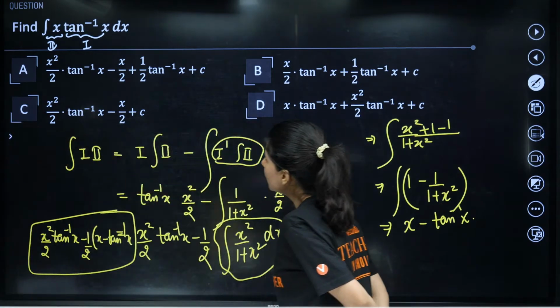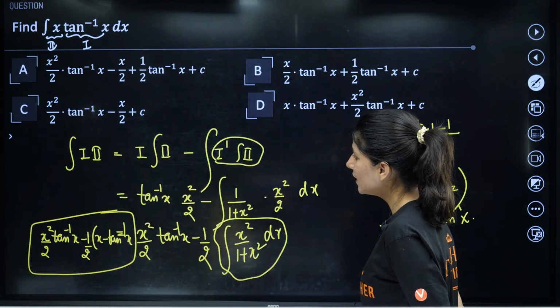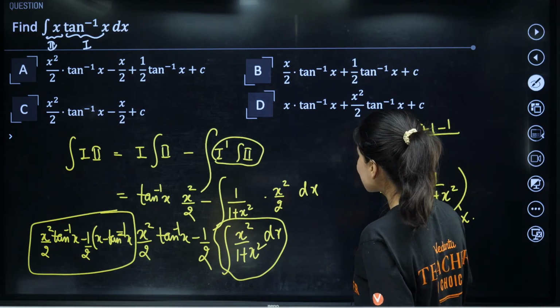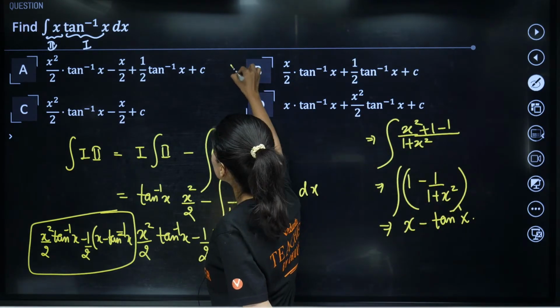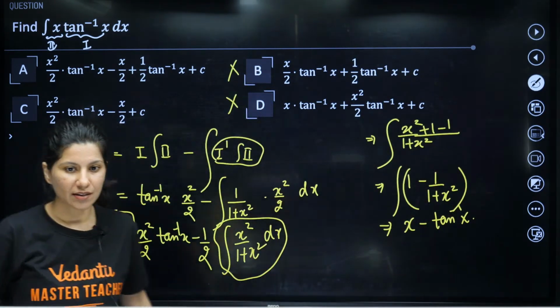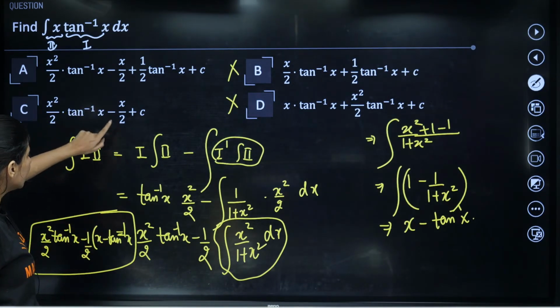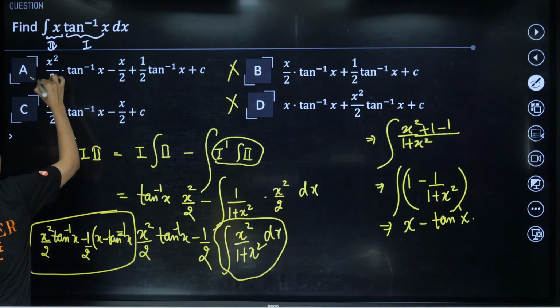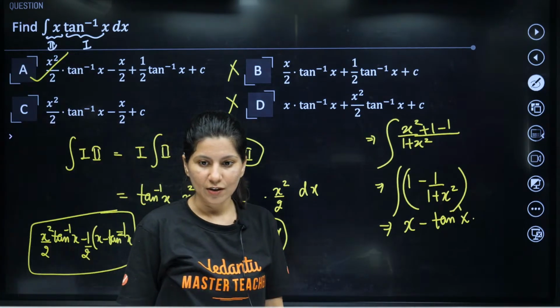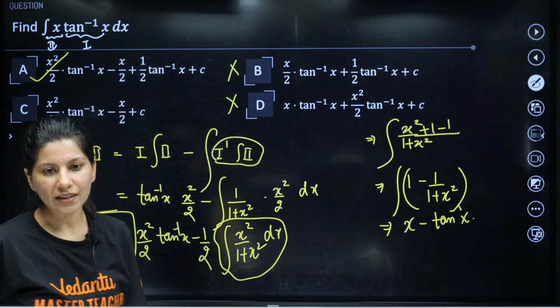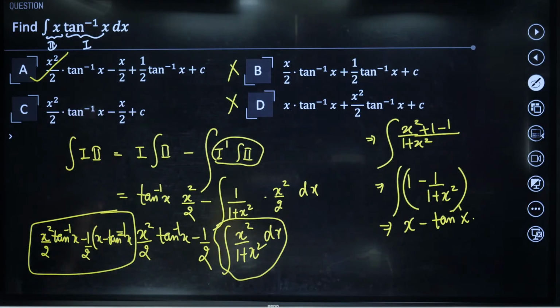So let's match it right away. x square by 2 tan inverse x is everywhere. Between A and B, this is wrong, obviously. Now minus x by 2 is here, and minus minus plus. So option A is clearly correct. Option A is absolutely correct.